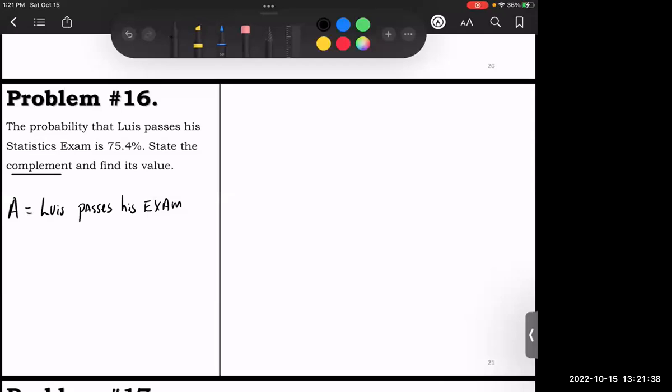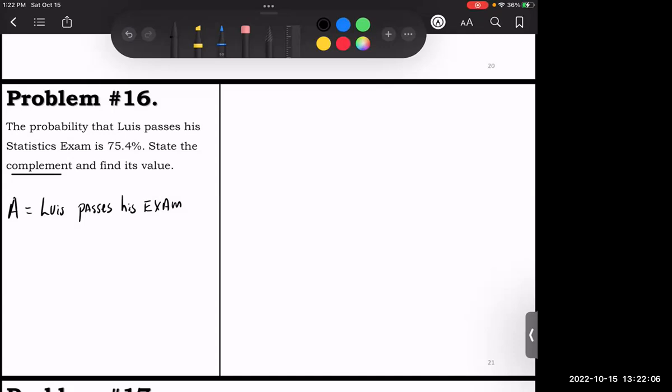Anybody know what the complement is? Or at least have seen that word in class? No, I don't want the value. Here's the thing. I can just give you the formula, say how to compute it, done. But you need to first state it in words. I don't want the numbers. I mean, I want the event in words. You have to tell me what the complement is.